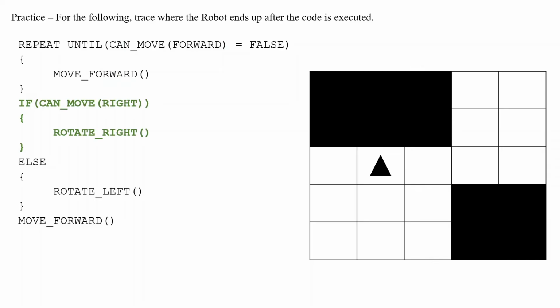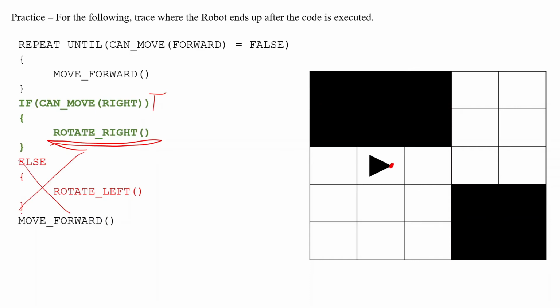Now, this next statement is an if-else statement, okay? Technically, these go together right here. If can move to the right, I want to rotate to the right. So if I look at this, which is to the right, it's going to be this grid right here. Can I move to the right? Well, yes, I can. That is true. So if it's true, I'm going to rotate to the right. So I rotated from upward facing to the right. Now my else, it's in red right here because it gets skipped. It doesn't run. Because this was true and I rotated to the right, the else gets skipped.